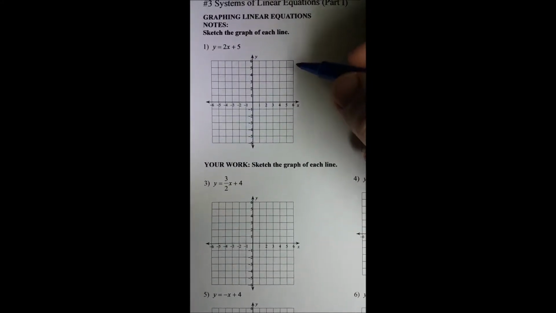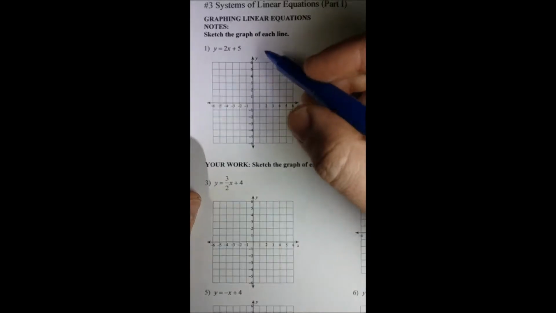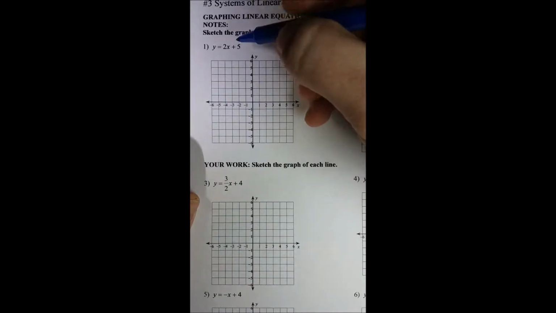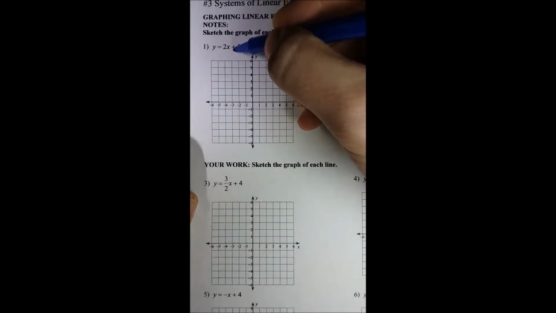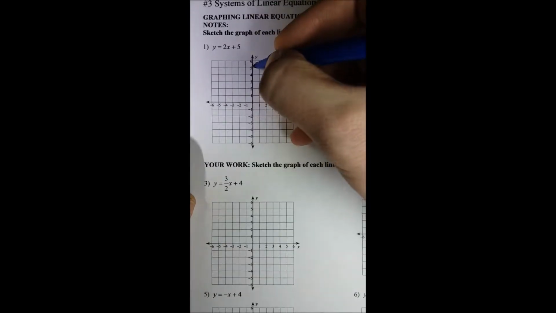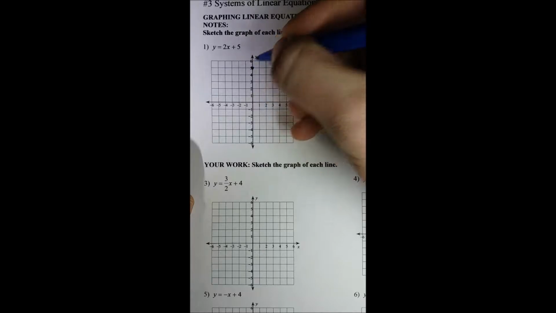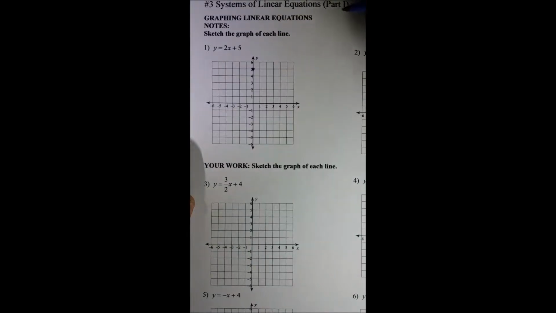Example number 1. Sketch a graph of each line. 2x plus 5. We're looking at the y-intercept, which is 5. You know that it's going to go through 5. So here's my point. Also, you know that the slope is 2 over 1.